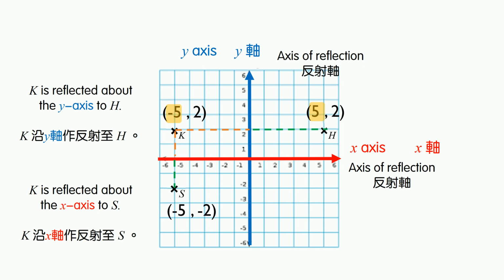How about the reflection along the x-axis? If K is reflected along the x-axis, you can see that the numerical part remains unchanged because the distance should be kept the same, but the sign of the y-coordinate has changed because K has moved to the other quadrant. So that's why, if I remove the rectangular coordinate plane, by just referring to the coordinates, you can still locate the image.